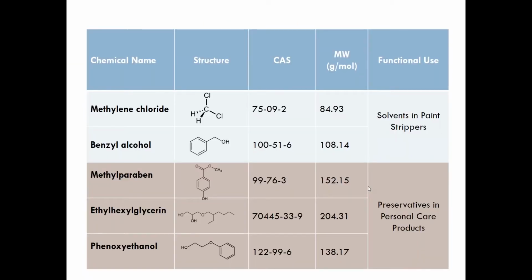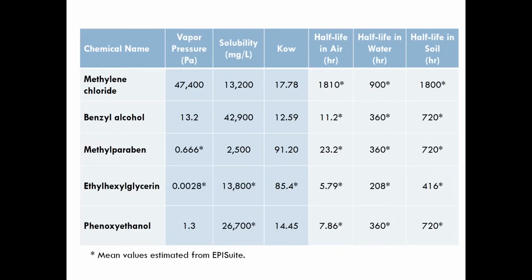So we've gathered that information for you, the information that's most important for us. So the structure, the molecular weight. And so here's what we have. These are mostly solvents. They're used in paint strippers and many other applications. These are mostly used in personal care products to preserve the product. And here are some of the values.